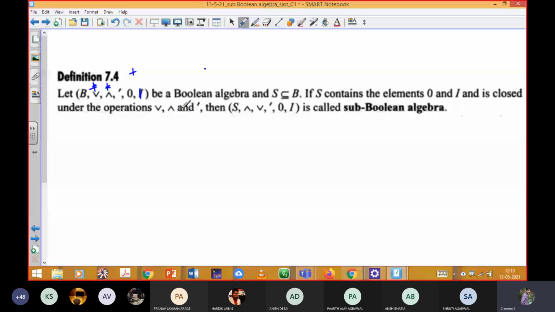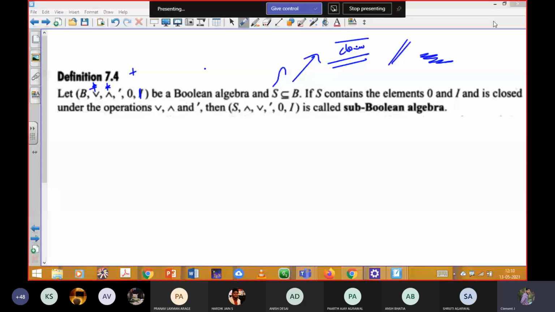If it is a Boolean algebra, and if I denote one subset S of B, when can I say S is a sub-Boolean algebra? It has to satisfy only one condition, that is closure. So it has to be closed. If it is closed, then we can clearly say it is a sub-Boolean algebra. I'll just explain here. The operations are the same, GLB and LUB.